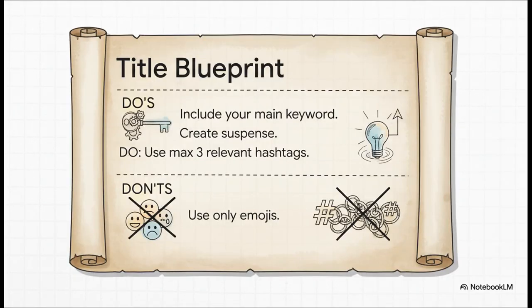So here's your blueprint. Your title needs to do 3 things. First, include your main keyword, so if the video is about an iPhone, the word iPhone has to be in there. Second, it needs to create suspense that connects to the video's hook. And third, use a maximum of 3 relevant hashtags. And pay attention to the don'ts. No more emoji-only titles, and please stop stuffing your title with 10 or 12 hashtags. It doesn't work.